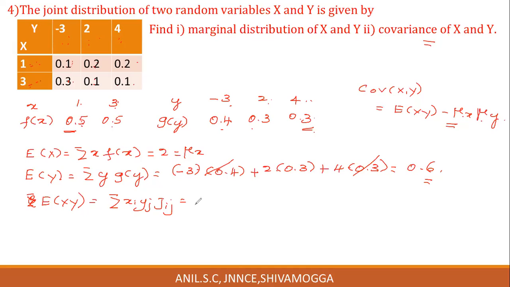The answer is 0. Right. Now substitute here. Covariance of xy is equal to expectation of xy, which is 0, minus expectation of x, which is 2, into y, which is 0.6. This is equal to minus 1.2. So please make a note of this, and for your doubts, you can unmute.